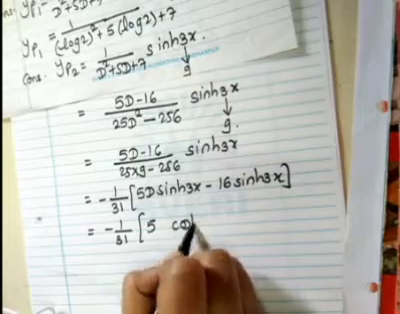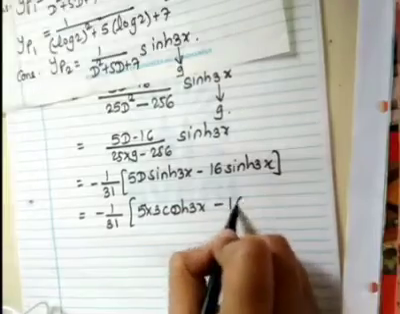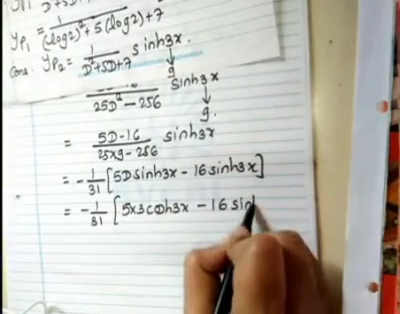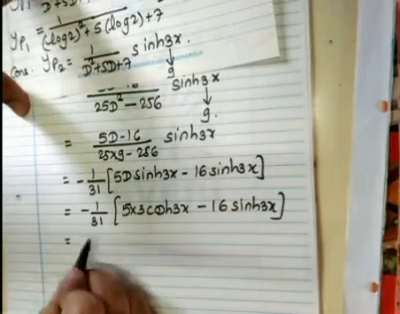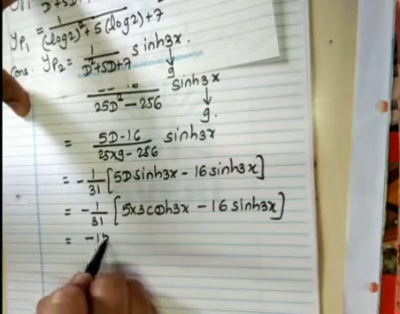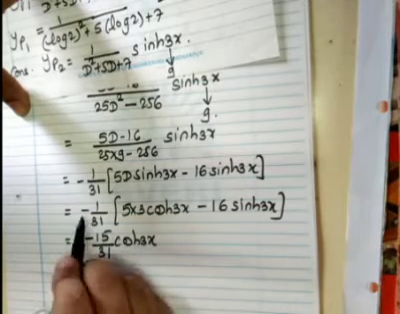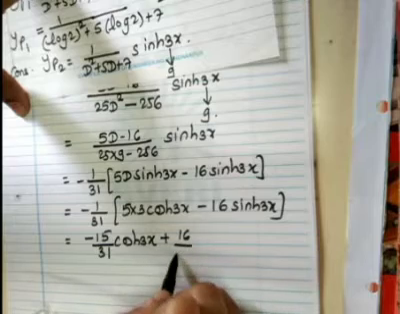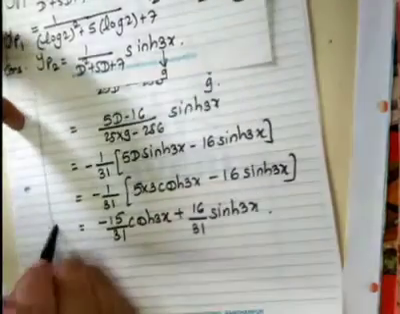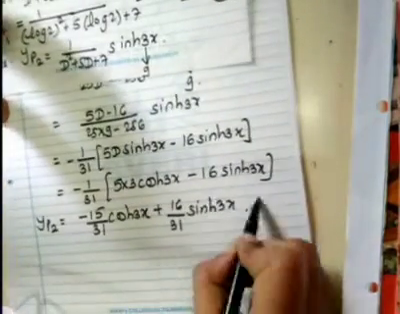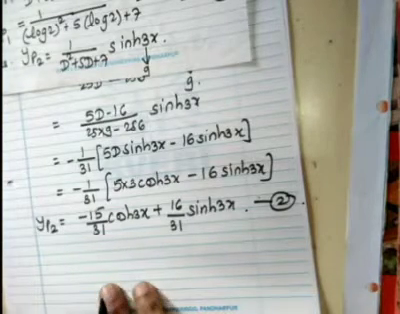It is cos hyperbolic 3x into 3 minus, this is as it is sine hyperbolic 3x into 16. Okay, that is, open it: minus 15 by 31 cos hyperbolic 3x plus 16 upon 31 sine hyperbolic 3x. This is your yp2, equation number 2, solution number 2. Okay, any doubt?